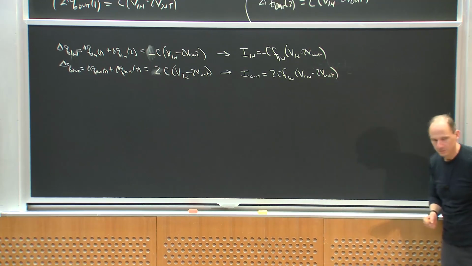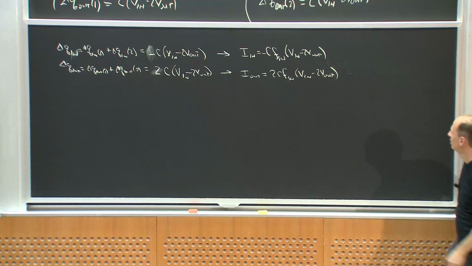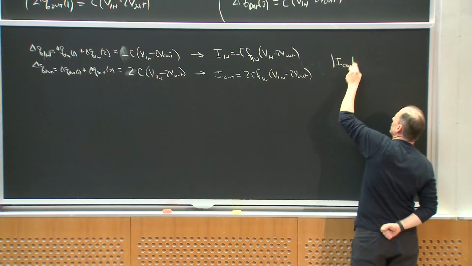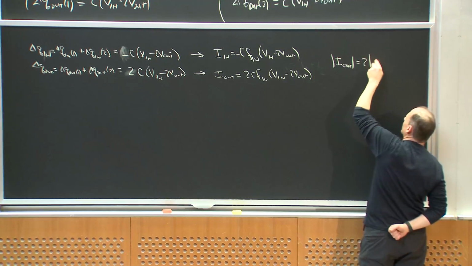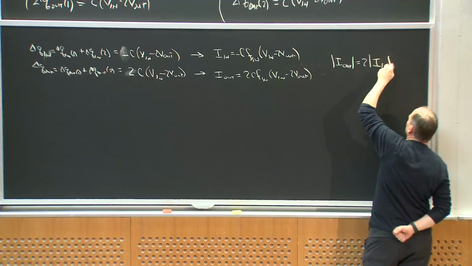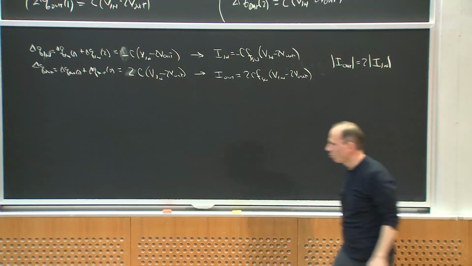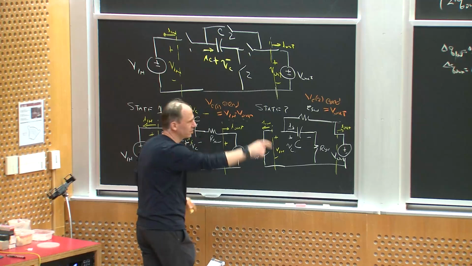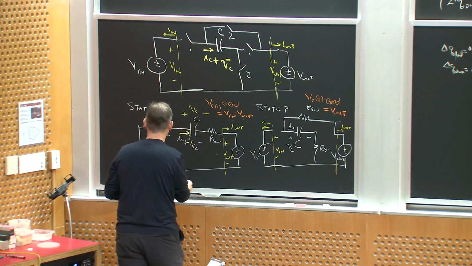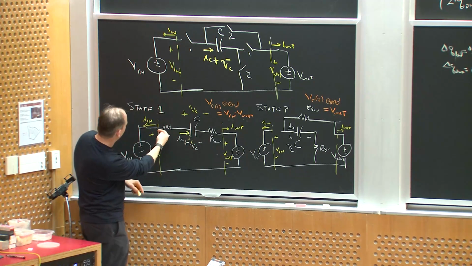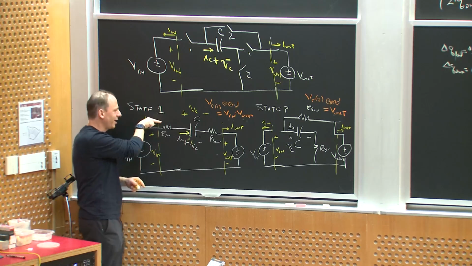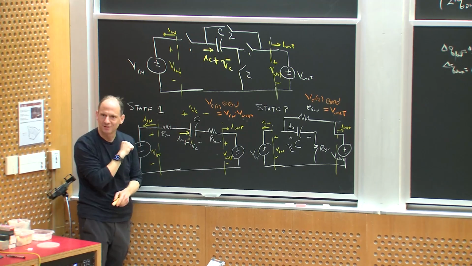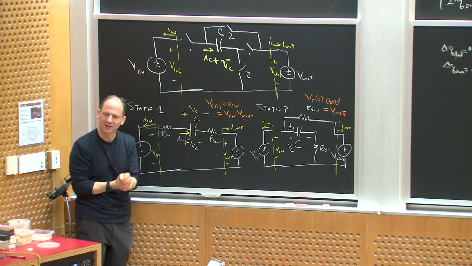Okay? So if you look at this, the magnitude of I out is equal to 2 times the magnitude of I in. And what's the deal with the minus sign? The minus sign is because I chose to define I in going this way. Had I defined it going this way, I'd have I out is equal to twice I in, right? But let's just worry about the magnitudes here.